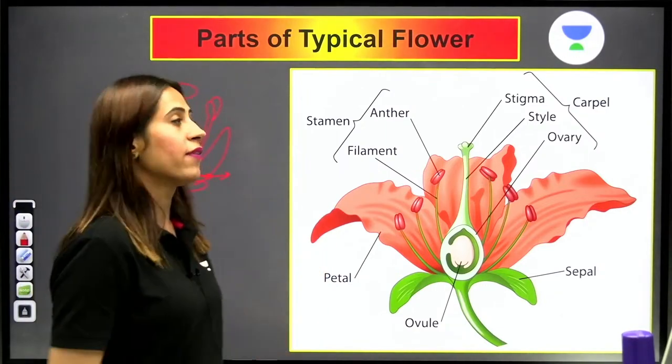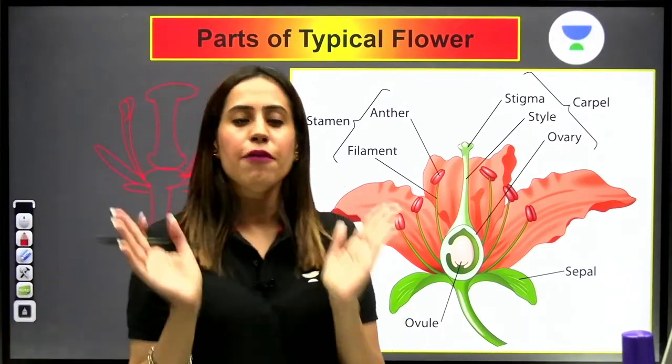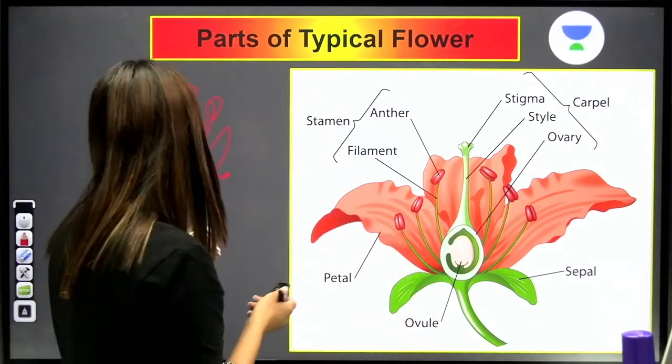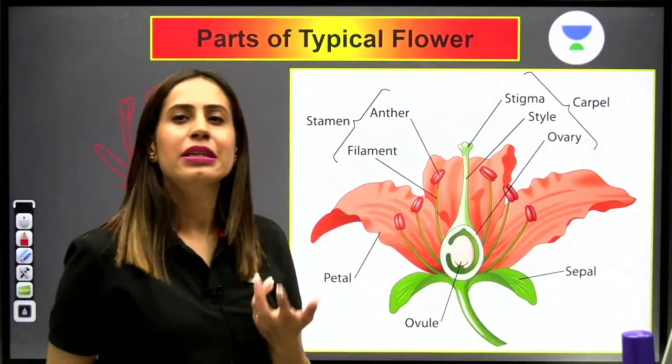Sorry. Okay. All right. So, thalamus or receptacle is having all the four whorls. Is that clear to everyone? Can I go further?